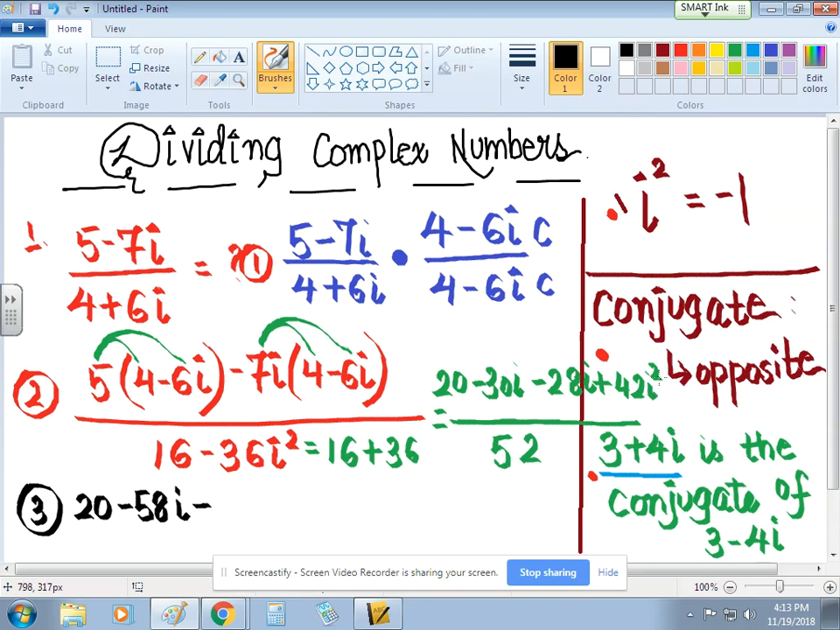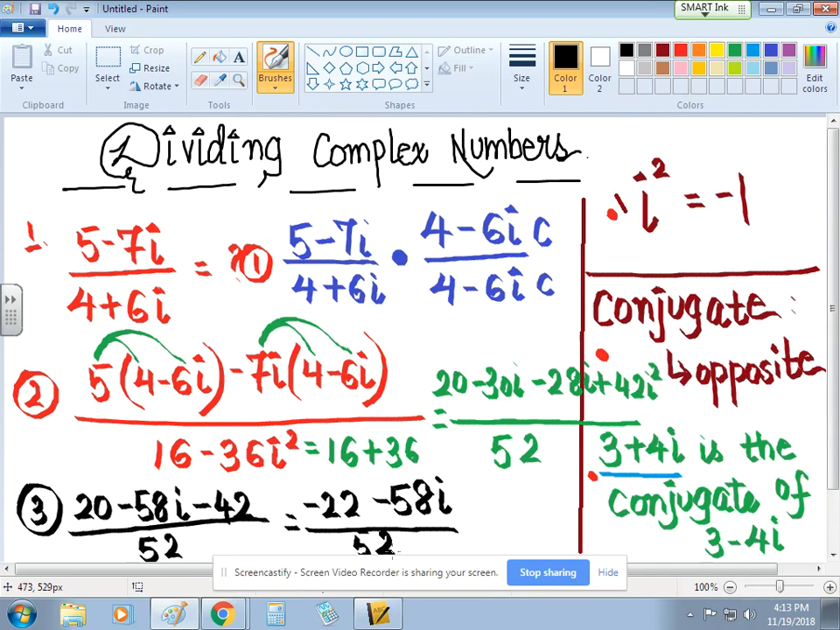Now, because iota squared is negative 1 from our formula here, I can write this as negative 42, and I hope you agree with me. And at the bottom, I have 52, which gives me 20 minus 42 is going to be negative 22, if I did my math right, minus 58 iota over 52, which will be equal to negative 22 over 52 minus 58 over 52 iota.